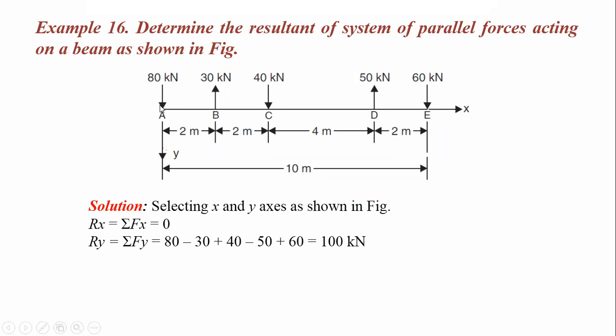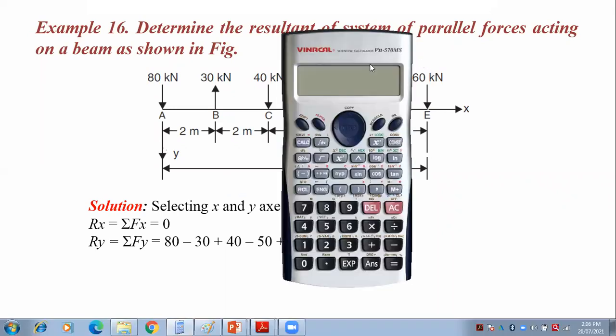This 80 Newton force going vertically downward is taken as positive. This 30 kilonewton force going vertically upward is taken as negative. This 40 kilonewton force going downward is taken as positive. This 50 kilonewton force going vertically upward is taken as negative. And this 60 kilonewton force going vertically downward is taken as positive. Now make the calculation.